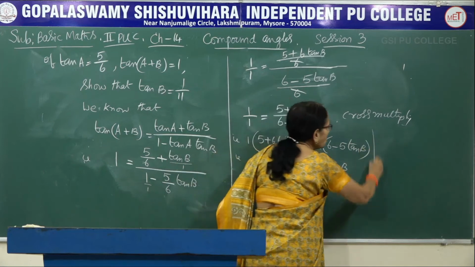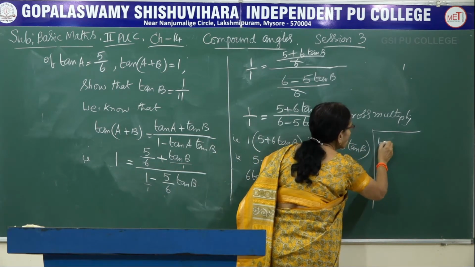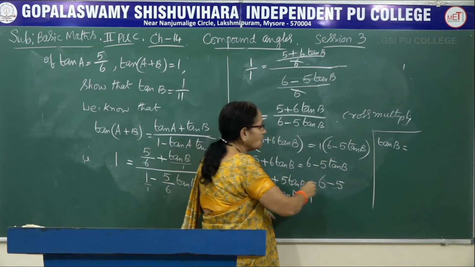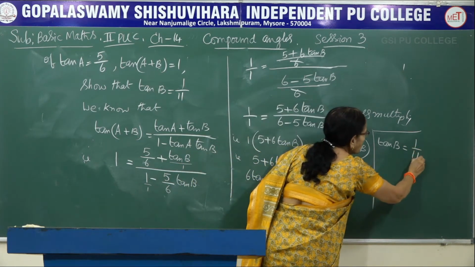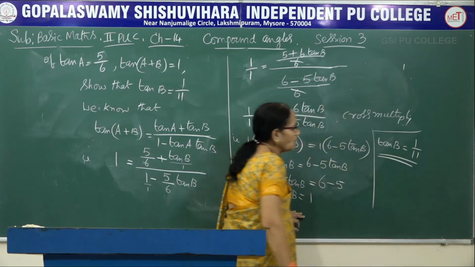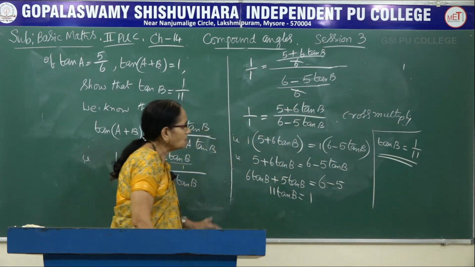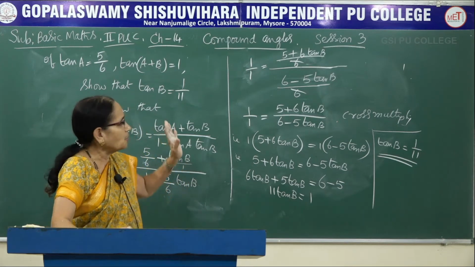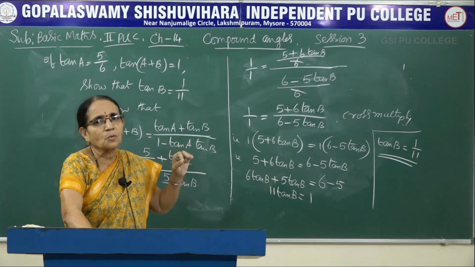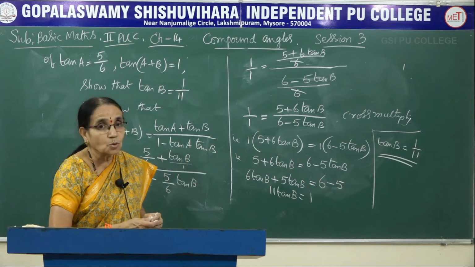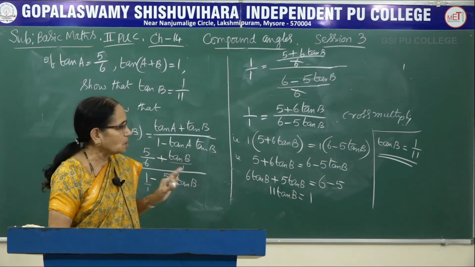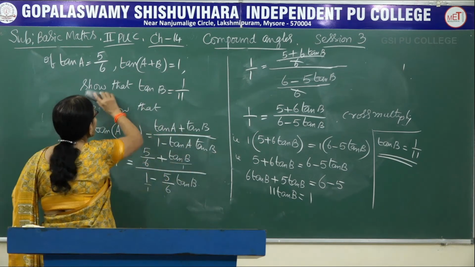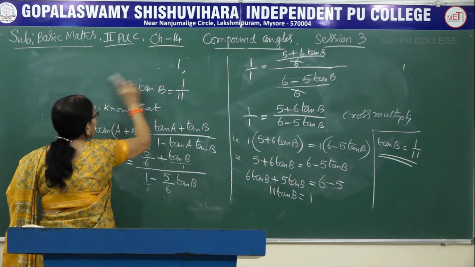Therefore, what is it that we have to prove here? We are asked to prove that tan B is equal to 1 by 11. 1 is there, 11 is there. So we can write tan B is equal to 1 by 11. So here both the problems are of the same type. In the first one they had asked you to just find what is tan B. Here they had asked you to show that tan B is equal to 1 by 11. Whether they ask you to show or not, you have to do the calculation in the same way.